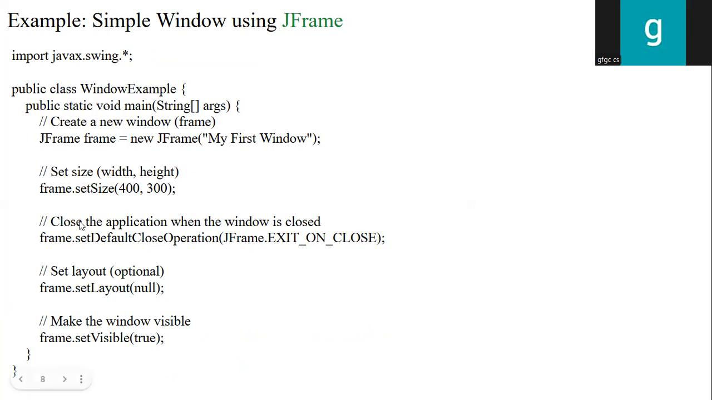EXIT_ON_CLOSE is the method for closing that particular frame. And setLayout, I haven't set the layout. It is the optional one. You can set the layout as well. Now for the frame, setVisible true, so we can see the frame on the output window. For that we need to write the method setVisible true. Here is my first frame I have created.